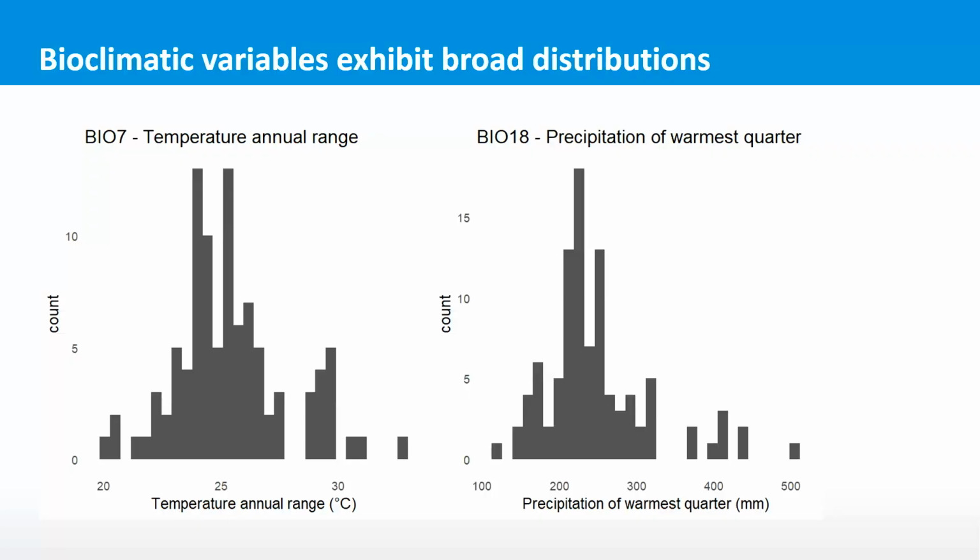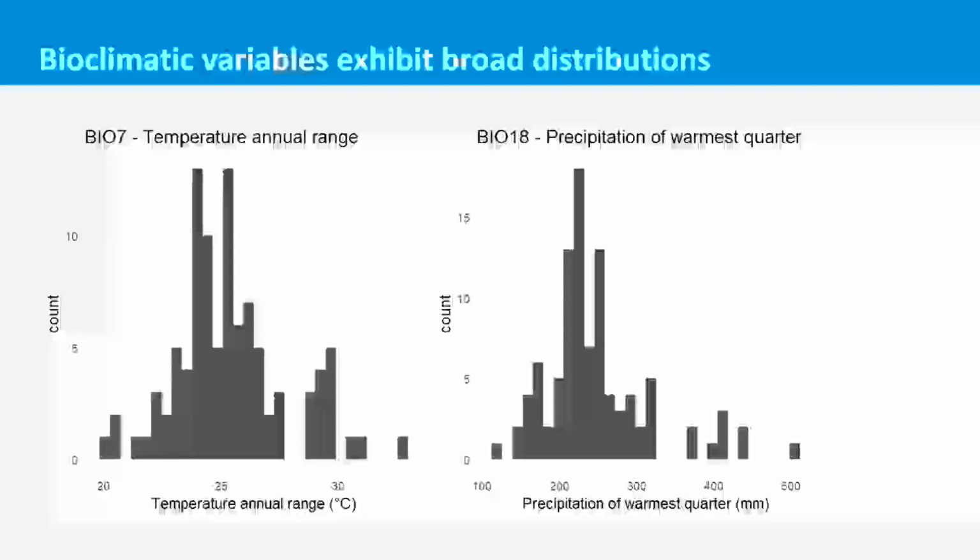So if we look at bioclimatic variables across those 100 populations from the WorldClim database, we see that they exhibit very broad distributions. For example, one of the most important temperature variables for shaping the current distribution range of beech is the temperature annual range, so the difference between minimum and maximum temperatures of the year. And you see that our populations have temperature annual ranges between 20 degrees and more than 30 degrees Celsius. And one of the most important precipitation variables, precipitation of the warmest quarter, ranges from 100 to 500 millimeters. So this is in line with this very broad ecological amplitude of European beech, and it indicates that there may be strong selection going on for local adaptation, which we may identify by doing genotype environment associations.